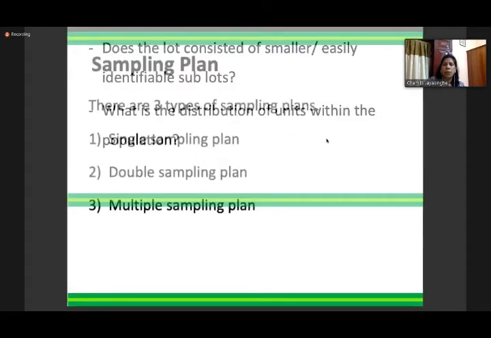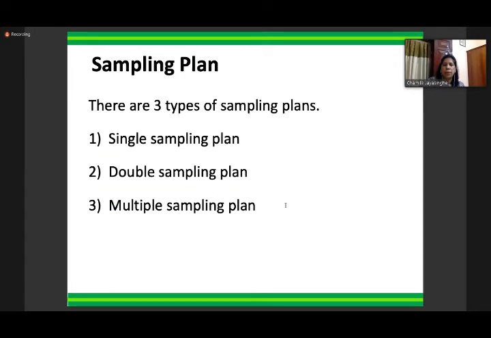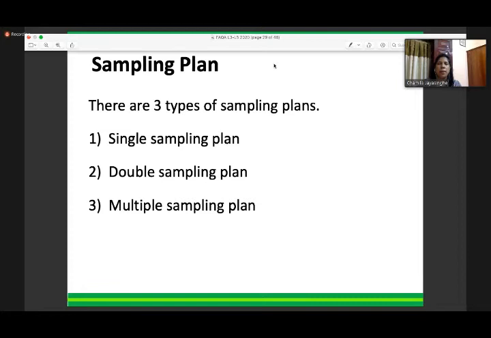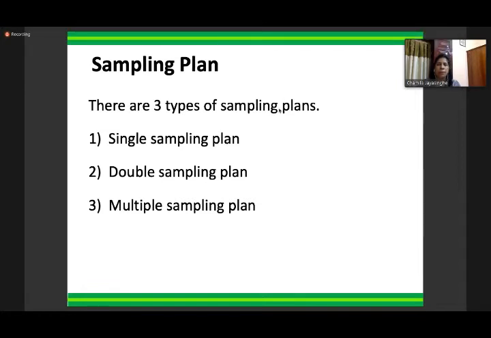Now let's go for a sampling plan. Sometimes it's a bit confusing, but sometimes it can be easily understood. It's up to you, because you have to concentrate on this point, and you have to ask a question if you can't understand what I am telling. Here there are three types of sampling plans: single sampling plan, double sampling plan, and multiple sampling plan, right? The single, double and multiple.